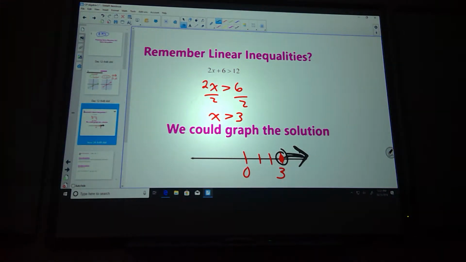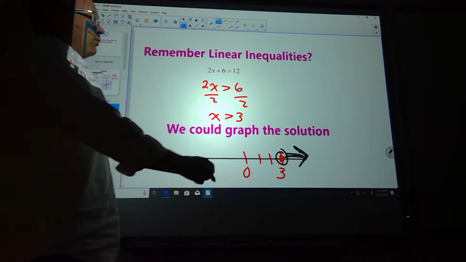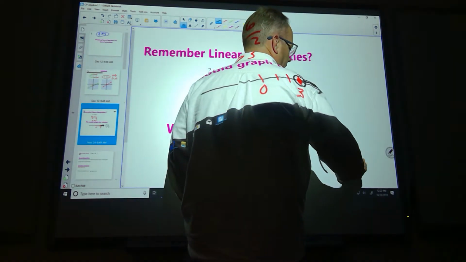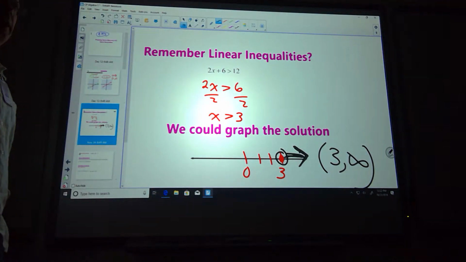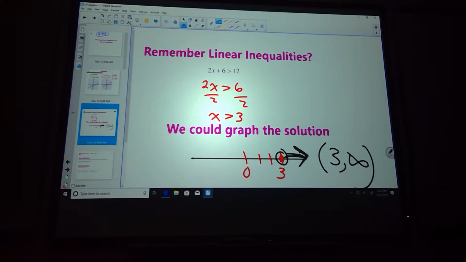So do you remember how we used to do those? We've seen this before? We're just revisiting it for a moment. I know how to do the inequalities, the little brackets. But remember this would have been like 3 to infinity. Yeah, infinity. So remember that's interval notation.